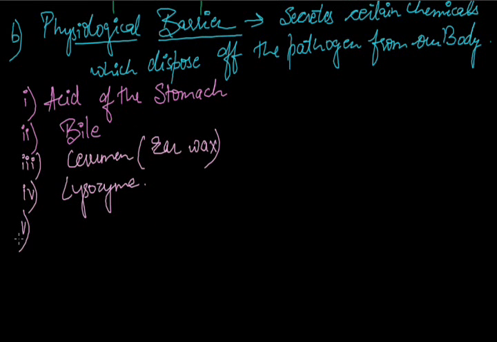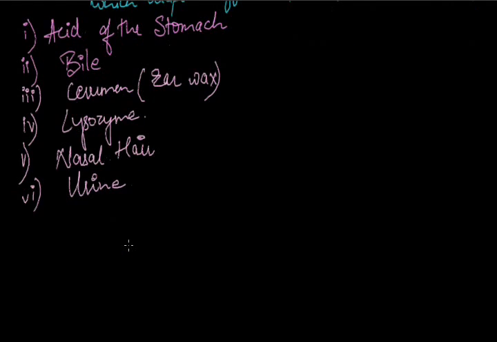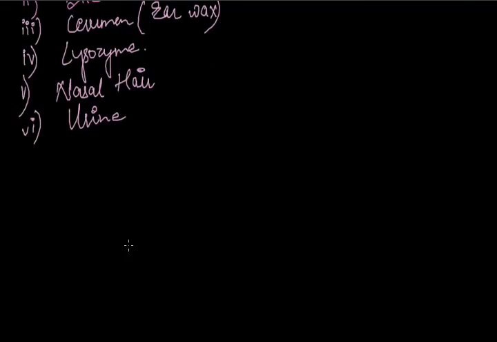Now next is nasal hair, like cilia. Nasal hair also traps the microorganisms and dust particles. Next is urine. Urine also washes the microbes present in the urethra. Next is vaginal secretion. Vaginal secretion is slightly acidic, which prevents the growth of bacteria and other microbes in the vagina.